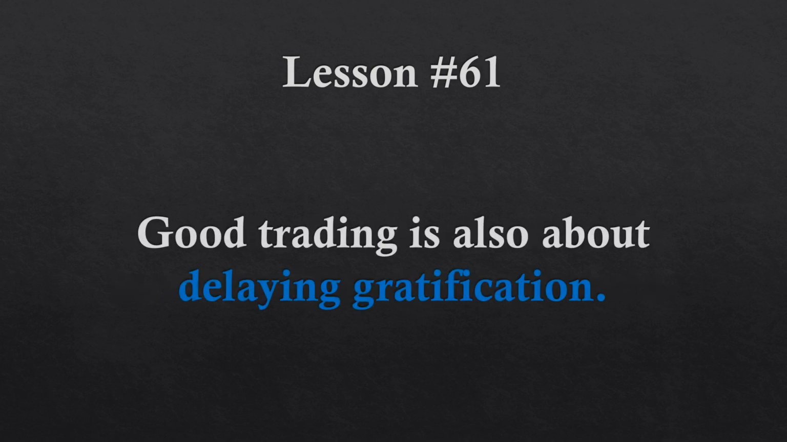Lesson number 61. Good trading is also about delaying gratification. Trading with good risk-reward ratios implies a problem. The target is far away from the entry, and the moment the trade enters profitable territory, you will be tempted to close it with a small profit. That's hyperbolic discounting in action. You have to purposefully delay that gratification in order to reach the target, even if that means the trade returning to losing territory. If you don't learn how to delay gratification, you will never produce trades with risk-reward ratios large enough to sustain you through the long term.